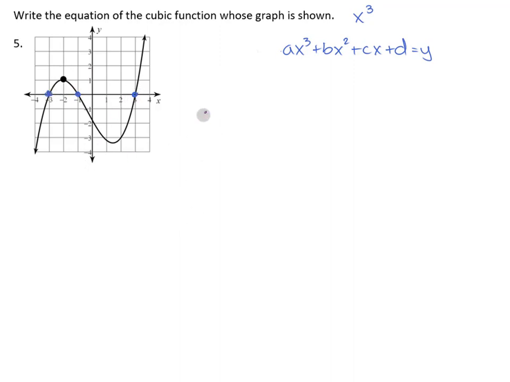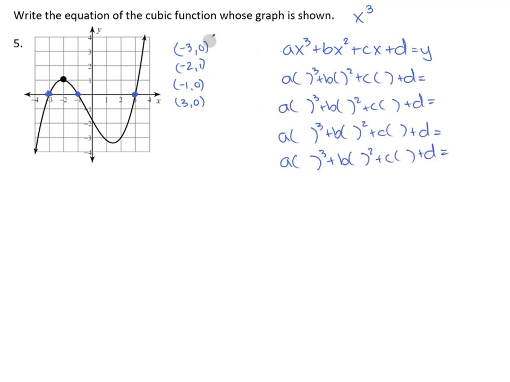to help us out. So we've got 4 points, we have 4 unknowns. That should be enough to give me 4 equations. So here are our points. -3, 0. The point up here, which is -2, 1. We have -1, 0. And then we have 3, 0. There's our 4 points. Let's plug them in and get our 4 equations.